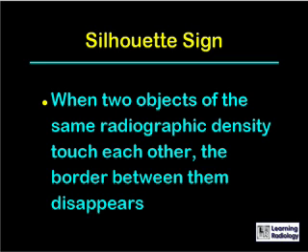The silhouette sign says that when two objects of the same radiographic density touch each other, then the border between them disappears. So there are 2 conditions that have to be met for the silhouette sign. One is that the 2 objects have to be of the same radiographic density, fluid and fluid, fat and fat, bone and bone. And then they have to be physically adjacent to each other for the edge between them to disappear.